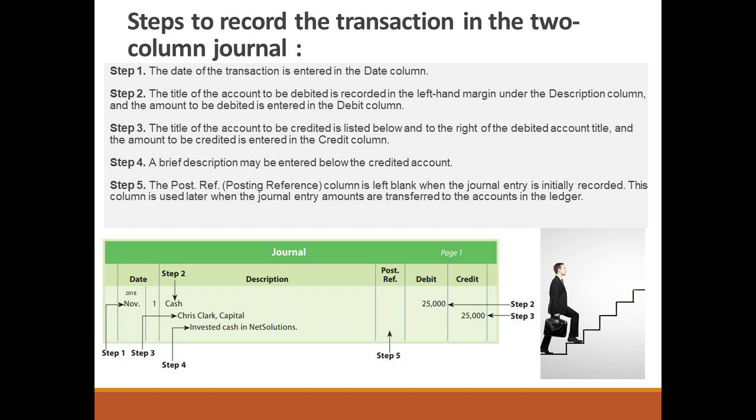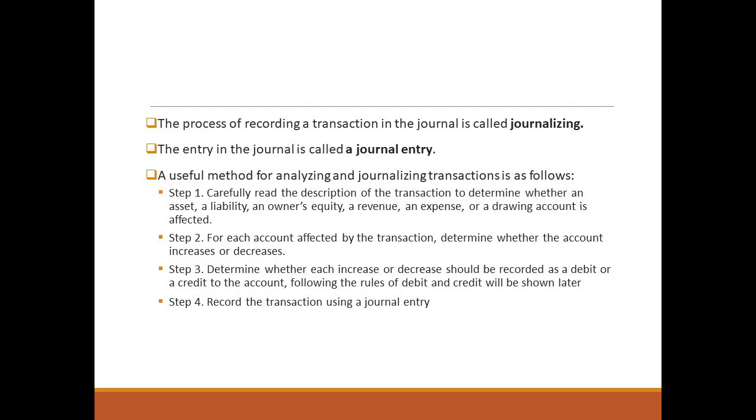Step 4. A brief description may be entered below the credited account. Step 5. The post reference column is left blank when the journal entry is initially recorded. This column is used later when the journal entry amounts are transferred to the accounts in the ledger. The process of recording a transaction in the journal is called journalizing. The entry in the journal is called a journal entry.